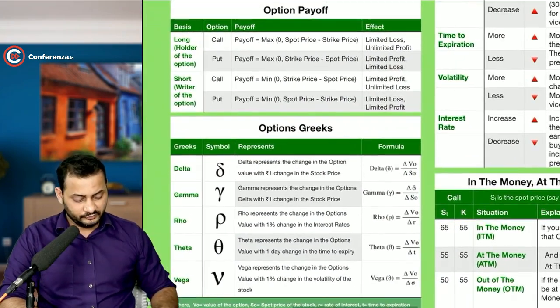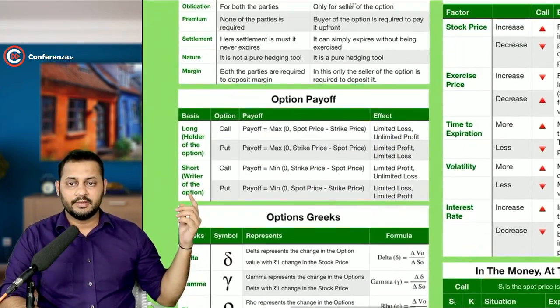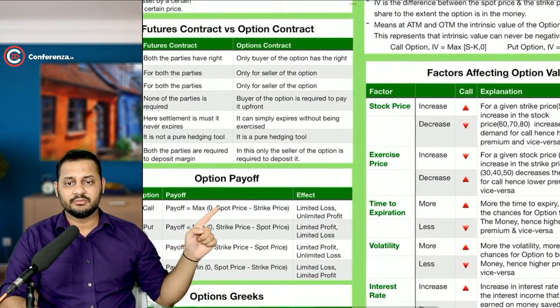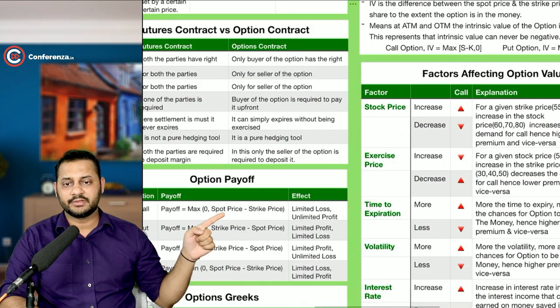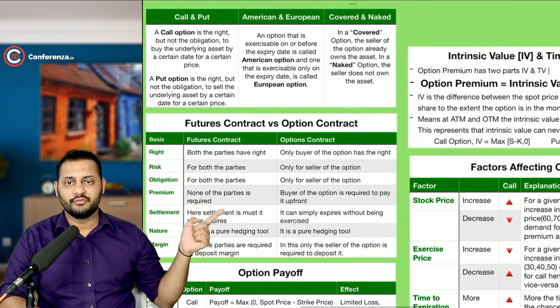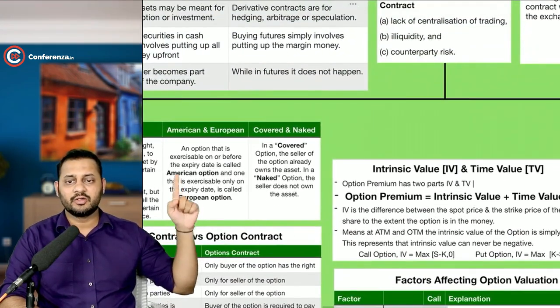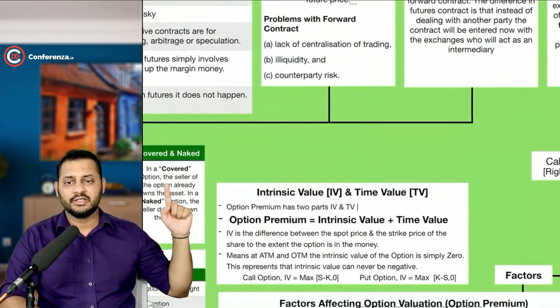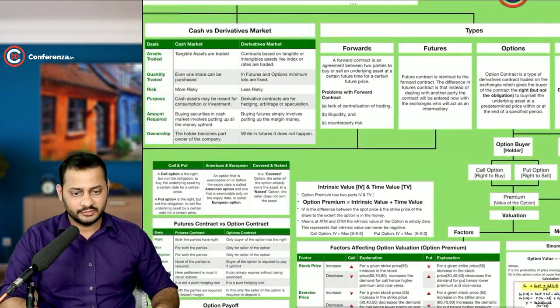Then this is all theory. Then we discussed the options payoff. The options payoff for a call option is nothing but the maximum of zero or the spot minus strike price. Okay, the difference between futures and options contracts. We discussed this part also, American and European option, call and put option. This is one thing, covered and naked, we'll discuss it later on.